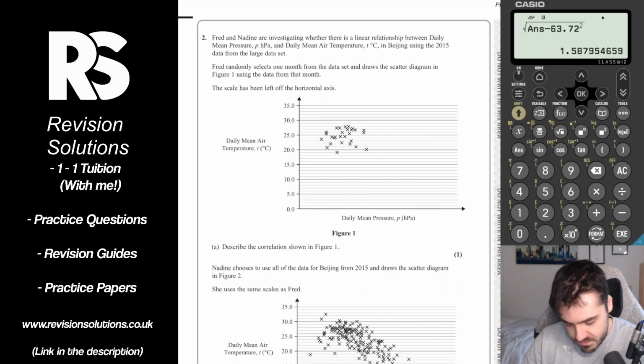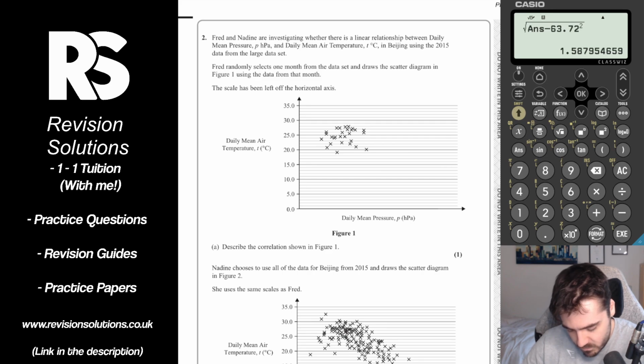Moving on now to question 2. It says, Fred and Nadine are investigating whether there is a linear relationship between daily mean pressure and daily mean air temperature in Beijing using the 2015 data from the large data set. Fred randomly selects 1 month from the data set and draws the scatter diagram in figure 1 using the data from that month. The scale has been left off the horizontal axis. It says describe the correlation in figure 1.